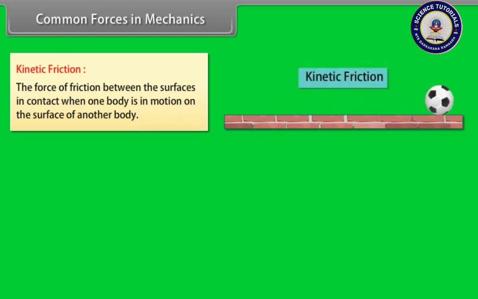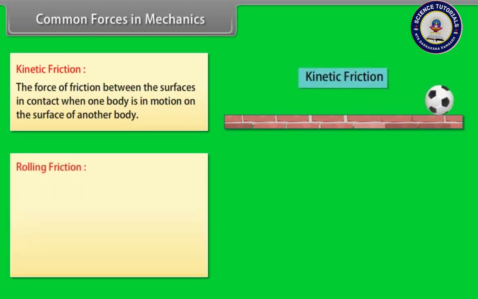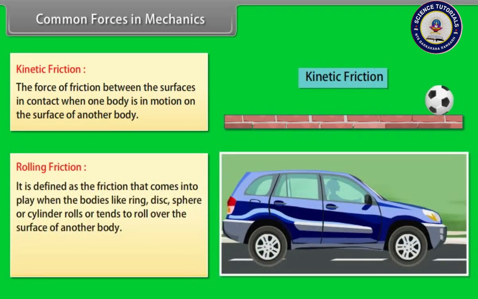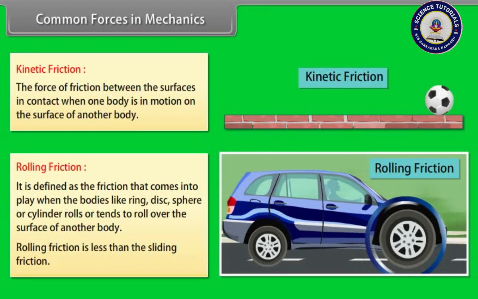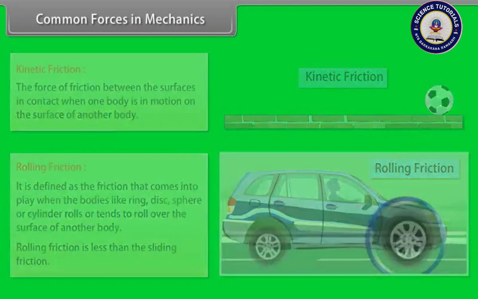Rolling friction. It is defined as the friction that comes into play when the bodies like ring, disc, sphere or cylinder rolls or tends to roll over the surface of another body. Rolling friction is less than the sliding friction.